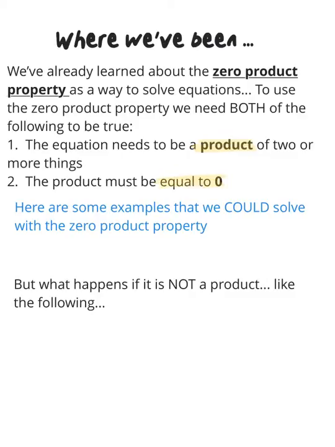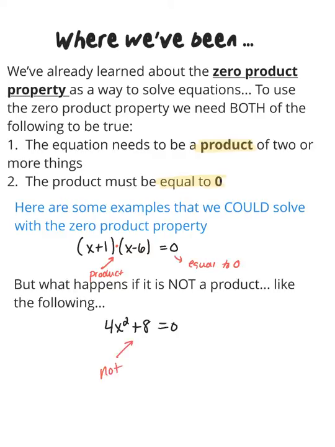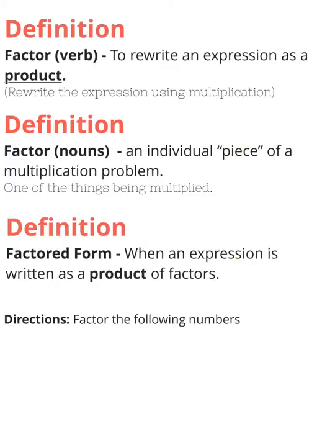So for example, we could solve something like x plus 1 times x minus 6 using the zero product property, because there is a multiplication between both of them, so it is a product of two or more things, and it's equal to 0. What we're going to investigate today is what happens if we have a polynomial equation, maybe something like 4x squared plus 8, that's not written as multiplication. So how could we rearrange or rewrite this equation to use what we already know? As we talked about before, the zero product property must have a product as its original equation.